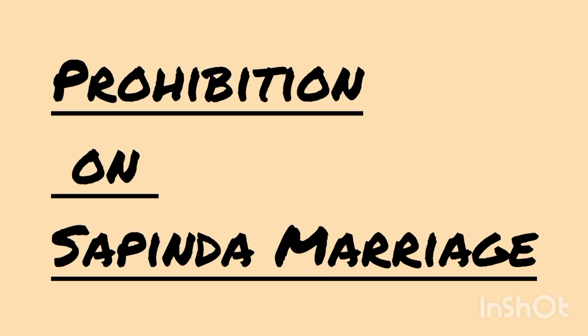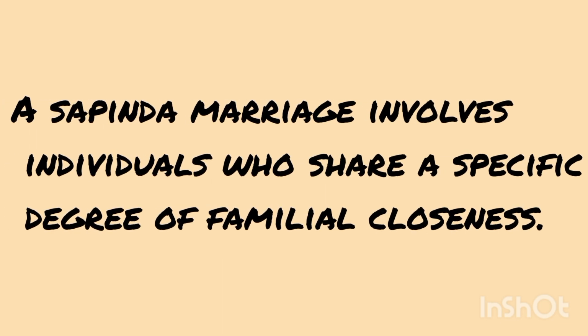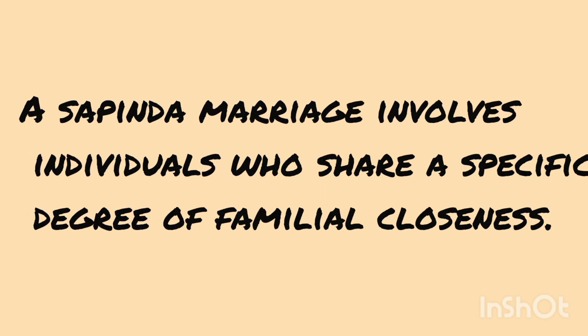Recently, the Delhi High Court has given a decision on the prohibition on Sapinda marriage. Let's see what it is. The Delhi High Court, in the case of Neetu Grover versus Union of India 2024, has rejected a challenge to the constitutionality of Section 5 Clause 5 of the Hindu Marriage Act 1955, which prohibits marriage between two Hindus if they are Sapindas of each other. Sapinda marriage involves individuals who share a specific degree of familial closeness.